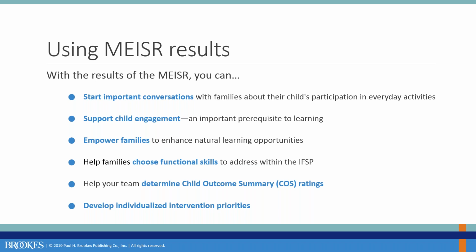It helps families choose functional skills in the IFSP, and of course we believe that all the outcomes should be chosen by supposedly the team, but we really mean the family. It helps your team determine child outcome summary ratings, which we have talked about, and to develop individualized intervention priorities, which are the outcomes on an IFSP. Okay, and now moving on to the next slide, which is using the MEISR during the IFSP process.